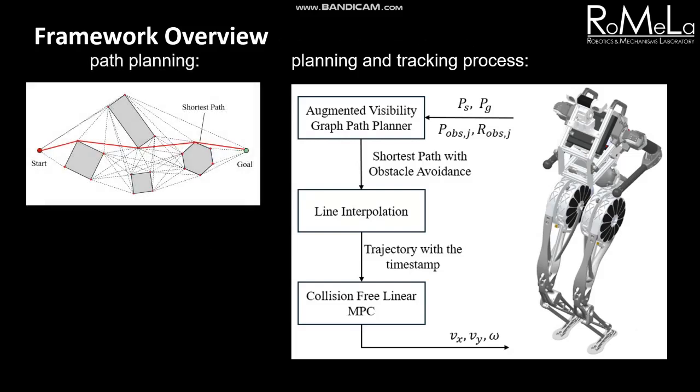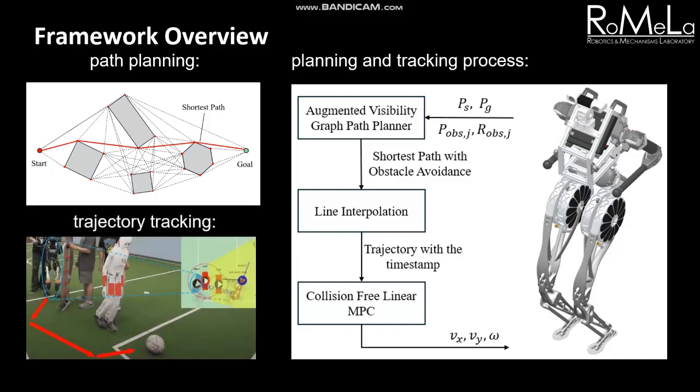Given an initial and final pose, the path planner finds the optimal path while avoiding obstacles using a modified version of visibility graphs called Dynamic Augmented Visibility Graphs, DAVG. Linear interpolation is then used to generate a trajectory with time stamps. Finally, a modified version of MPC called Collision-Free MPC, CFMPC, is used to generate a collision-free control signal while also considering the dynamics of the robot.